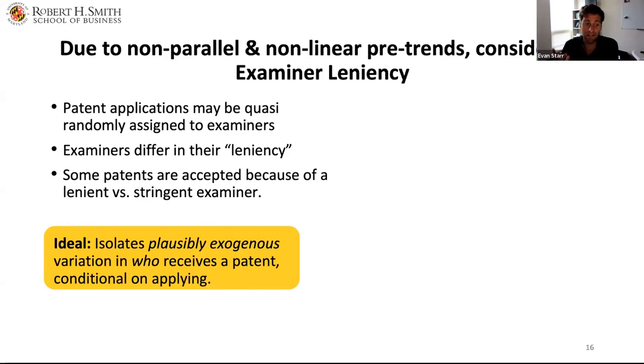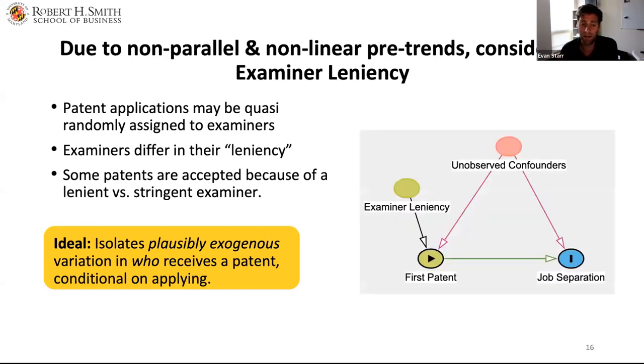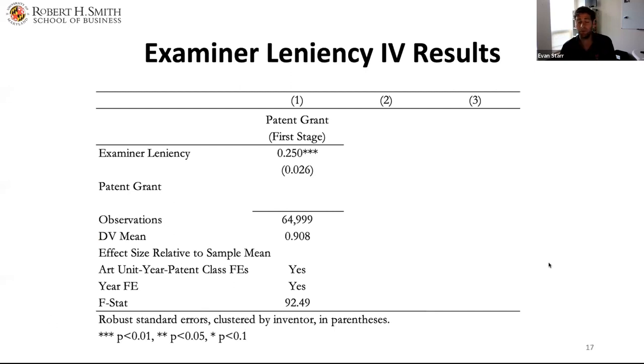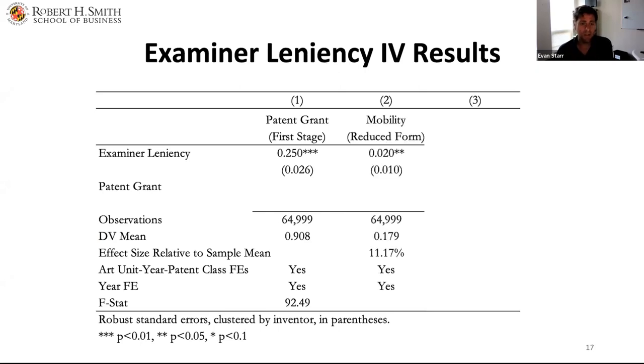Ideally, this would isolate plausibly exogenous variation in who is going to receive a patent, conditional on somebody applying. If you want to look at it in a DAG, this is the basic situation. You may have some unobserved confounders, but examiner leniency hopefully impacts whether you get your first patent and then later job separation. But this is the only path that works here. So if you run this regression with examiner leniency, this is what you get. The first stage is very strong. If you have a more lenient examiner, you're much more likely to move. If you look at the reduced form, which is how examiner leniency relates to mobility, we also see a positive effect.